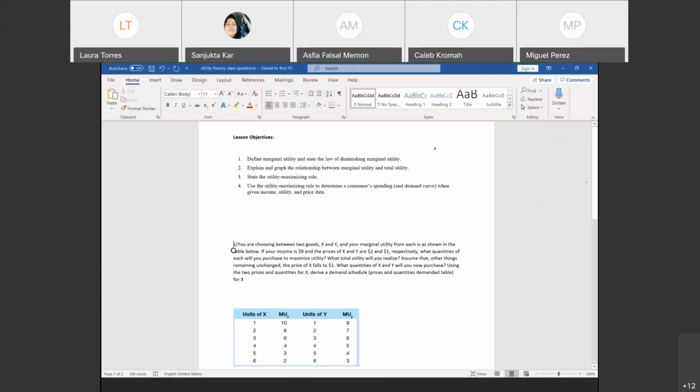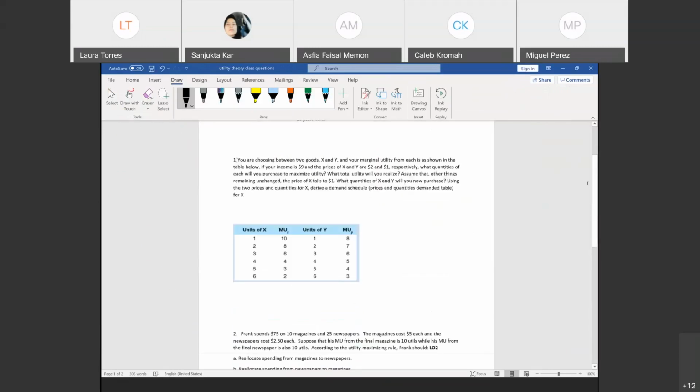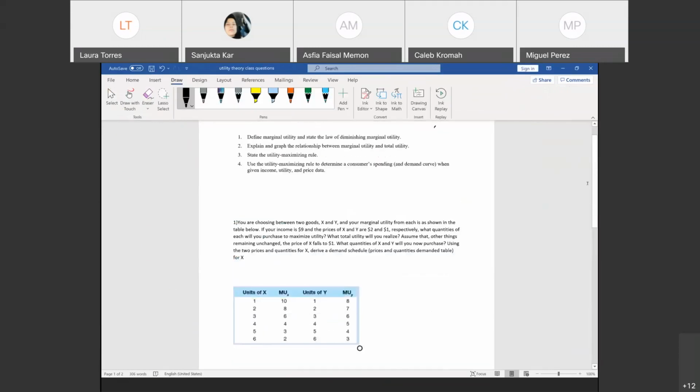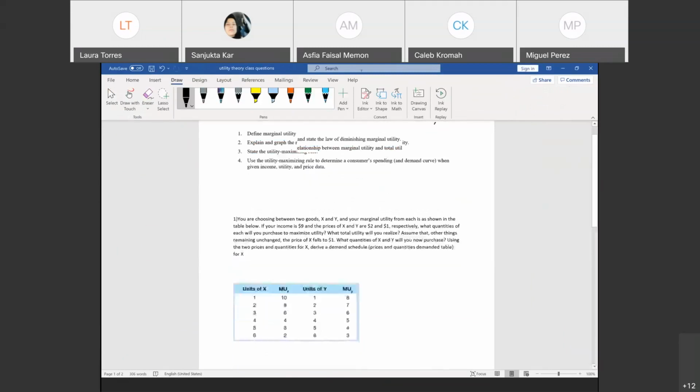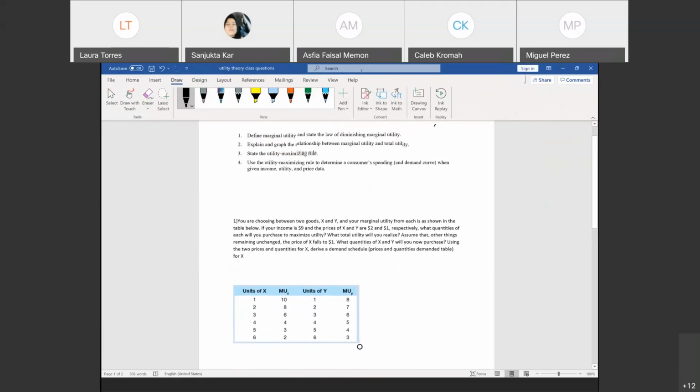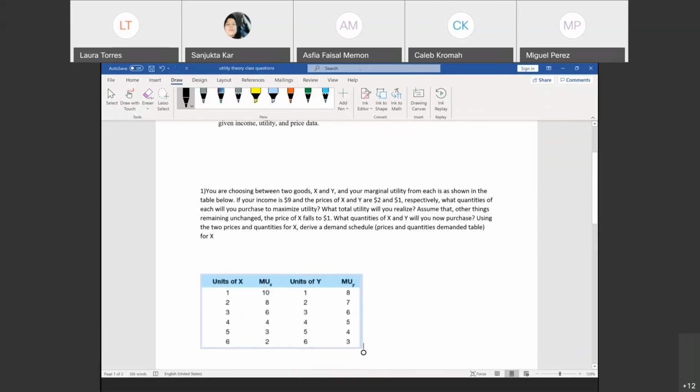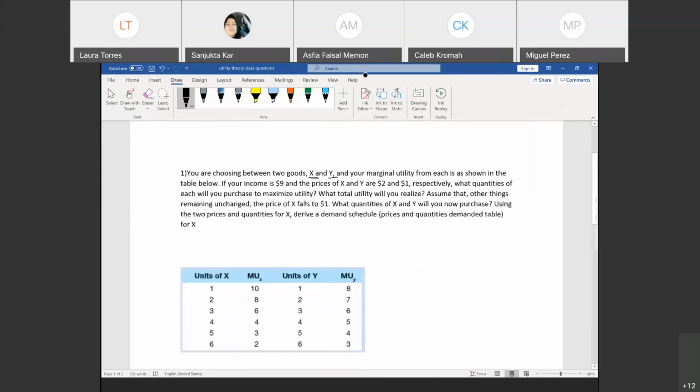All right, so these are the set of questions that I'm going to look at. This question, so if you want to read the first question here, this one says, you are choosing between two goods, X and Y. The marginal utility from each is shown in the table below. That means we can buy 1 to 6 units of X and we can buy 1 to 6 units of Y. Okay.